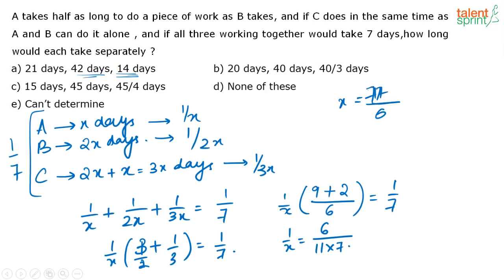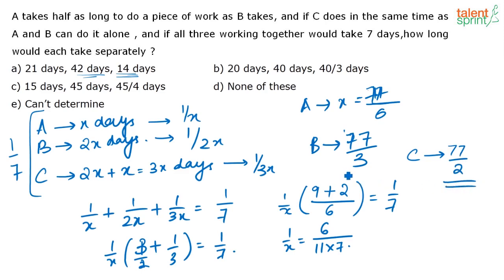So A can do the work in 77 by 6 days. B will do it in 2X days, that is 77 by 3 days. Now how many days will C take? C will do it in 3X, so that is 77 by 2. So this will be your answer. The answer is going to be none of these. So let's move on to the next question.